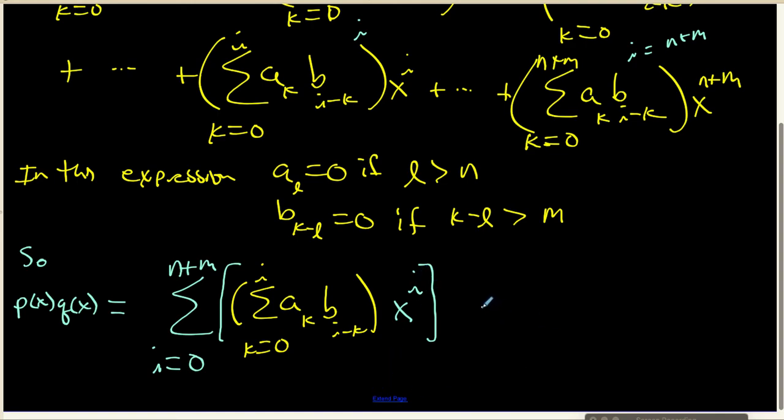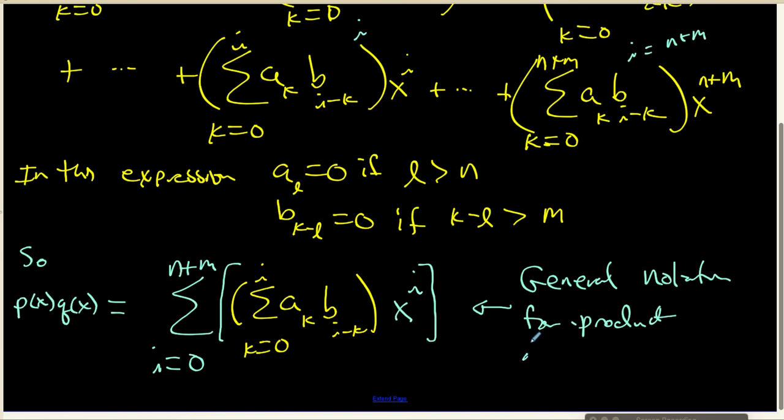And you should be looking for this kind of general notation. So this is the general notation for the product of two arbitrary polynomials.